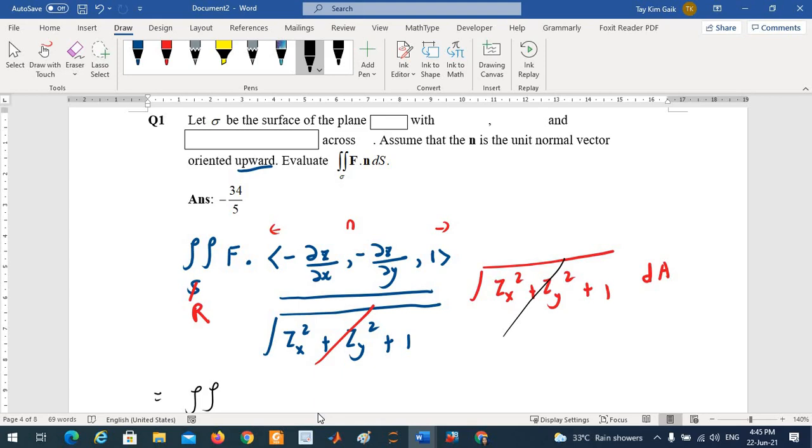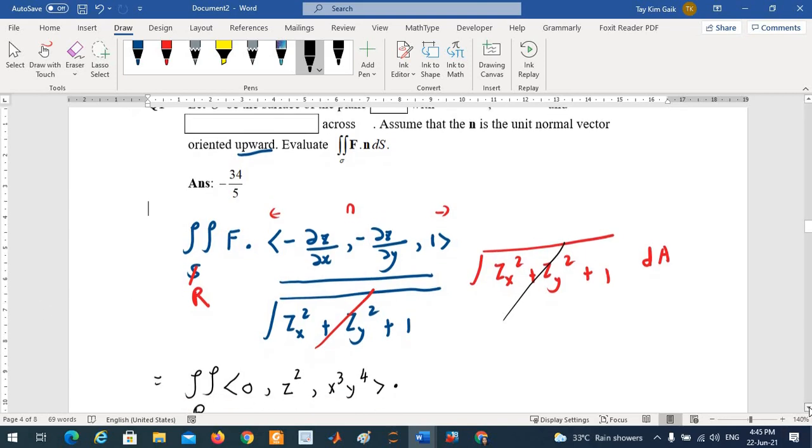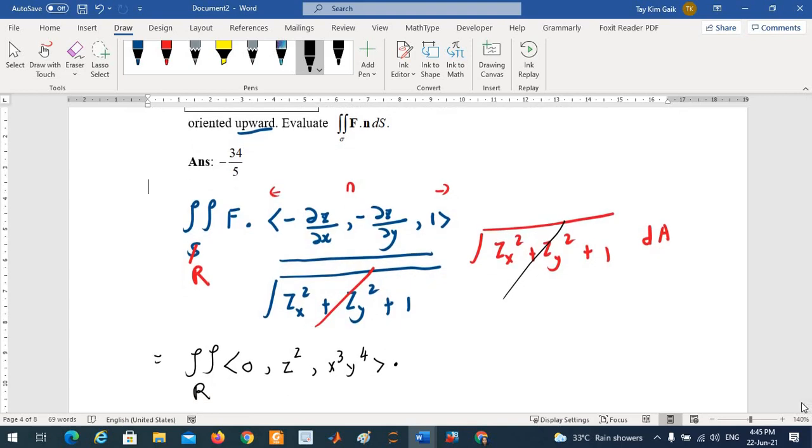What's the F there? z squared j minus x cubed y to the power 4 k. So component i is 0, component j is z squared, component k is x cubed y to the power 4. You need to dot this with negative z_x i, negative z_y j, plus positive k.